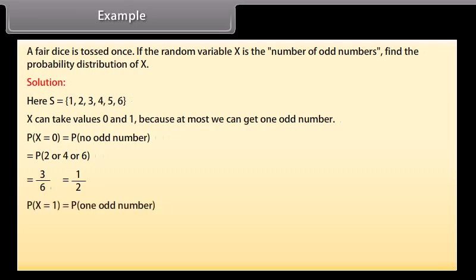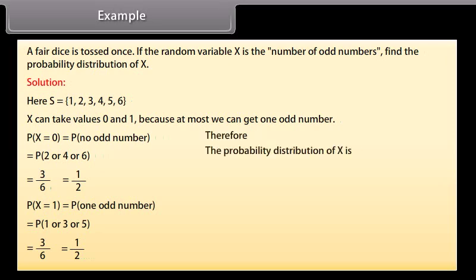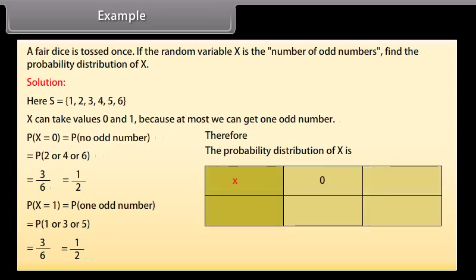Probability for x equal to 1 is equal to probability for 1 odd number, which is probability for 1 or 3 or 5, equal to 3 by 6, which is 1 by 2. Therefore, the probability distribution of x is, for x equal to 0, probability of x is 1 by 2. For x equal to 1, probability of x is 1 by 2.